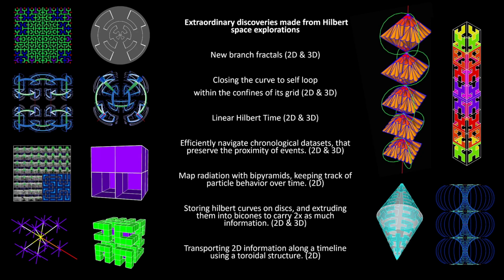Mapping radiation with bipyramids, keeping track of particle behavior over time using second-dimensional Hilbert cubes. Storing Hilbert curves on disks and extruding them into bicones to carry twice as much information in the second and third dimension. Transporting 2D information along a timeline using a toroidal structure, utilizing 2D Hilbert curves.